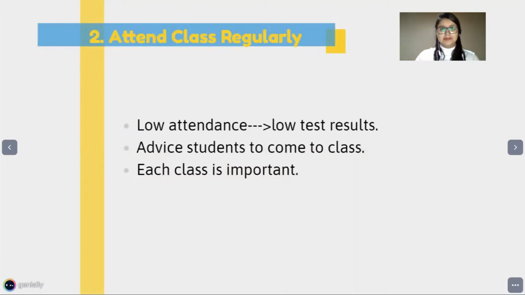The author also says that teachers have to advise students to come to class every day and highlight the point that each class is important and each class is a new opportunity for them to learn.